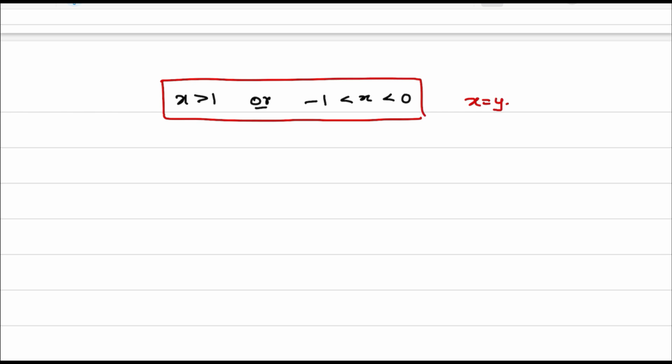When x is equal to y, x is greater than 1 or minus 1 is less than x and x is less than 0. And this is the solution. If it is equal to minus 1 or equal to 0, it does not have any solution. Hence, this should be the condition under which, if x is equal to y, this is the range of the real solutions. This is the answer.